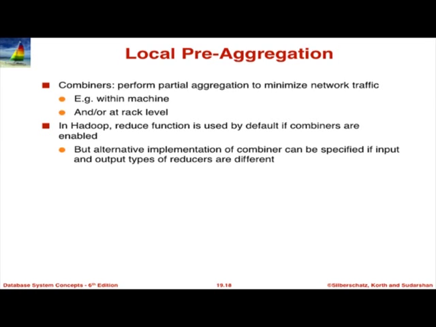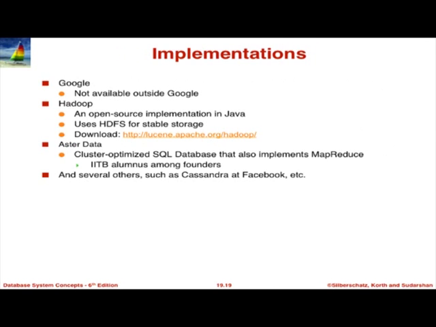So within machine and at rack level, the Hadoop framework lets you define a combiner function, and you can say use the combiner. That's an option you can give it, and then it will run it at each machine. If it knows about the machine layout on the racks, you can also guide it to run it at each rack level. In Hadoop, the reduce function which you have defined is itself used as a combiner by default, if you turn on combiners, or you can specify your own combiner. My suggestion is don't do this. It gets into trouble if you don't know what you're doing. Initially, in your programming, don't bother about combiners. Afterwards, if you have time, you can play around with it.